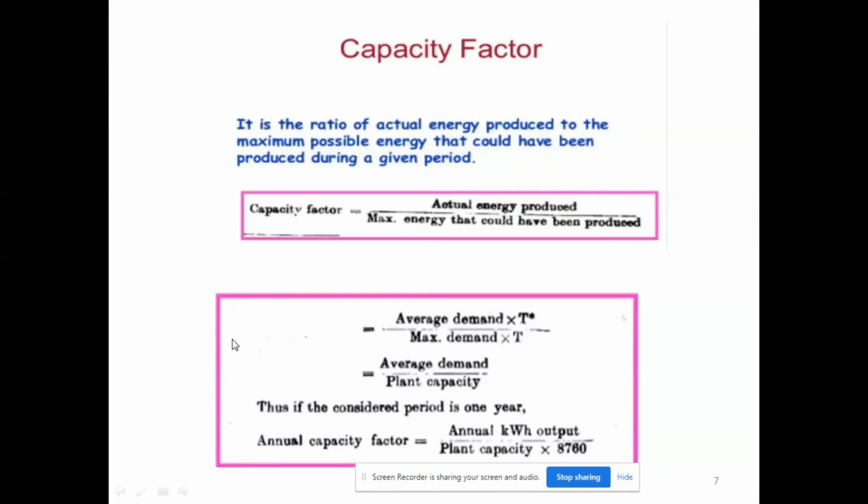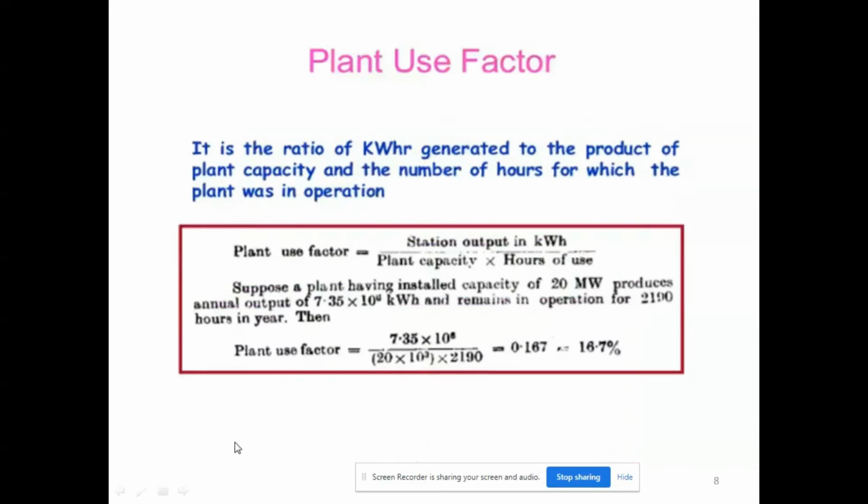Next formula, capacity factor. It is the ratio of actual energy produced to the maximum possible energy that could have been produced during a given period. So capacity factor is actual energy produced divided by maximum energy that could have been produced. The other formula of this capacity factor is average demand into time by maximum demand into time. So annual capacity factor is annual kilowatt hour output divided by plant capacity into 8760.